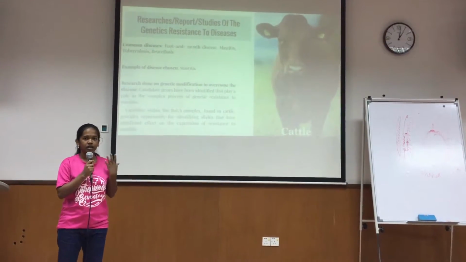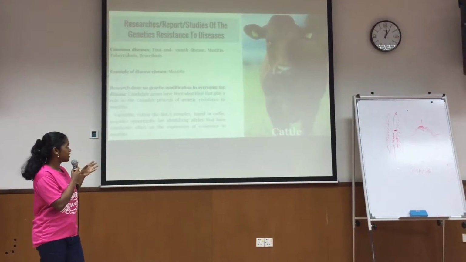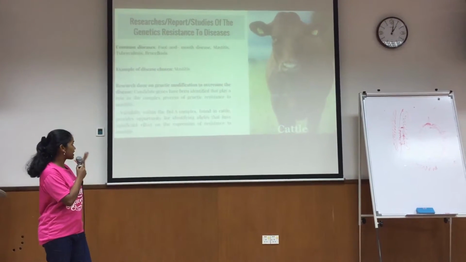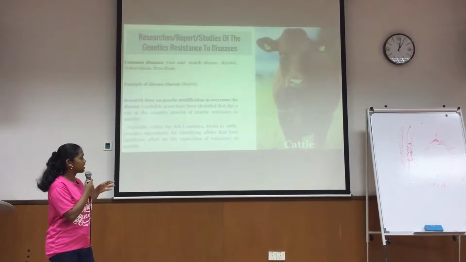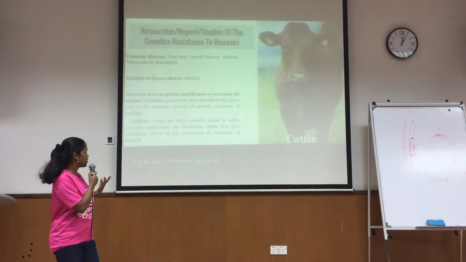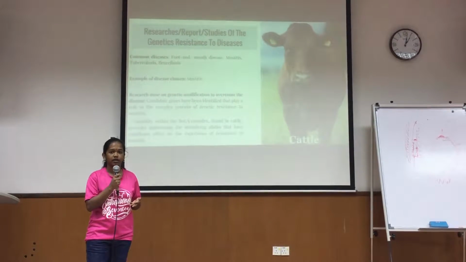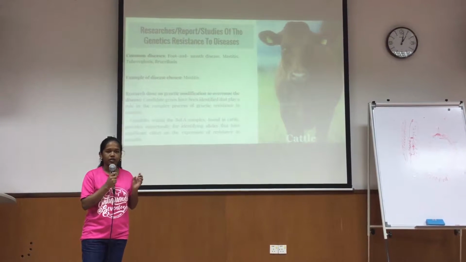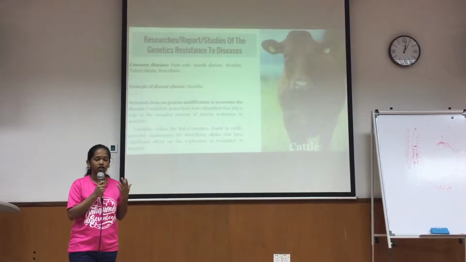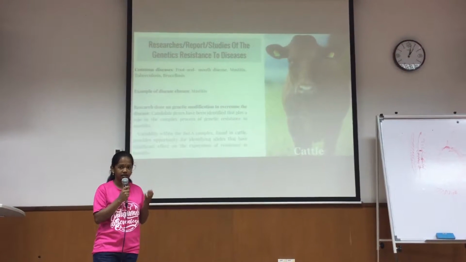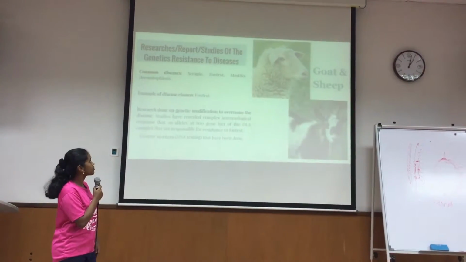So we have BoLA, the bovine leukocyte antigen complex, and the variability in BoLA gives the opportunity to identify alleles that are really significant in expressing resistance to mastitis. Apart from using BoLA, we can use somatic cell count as well. If you see more than 300,000 somatic cell count, it indicates that the cow's milk is affected by mastitis.